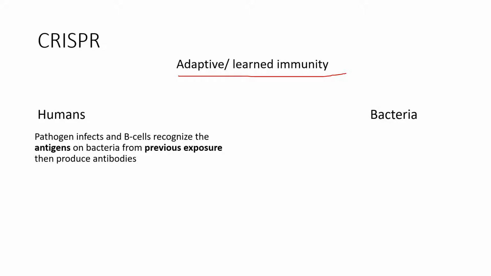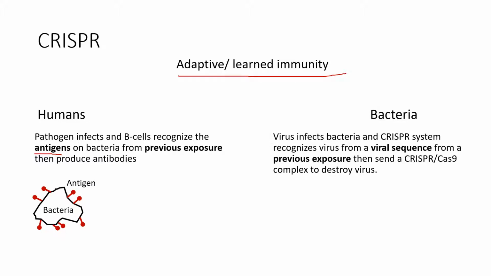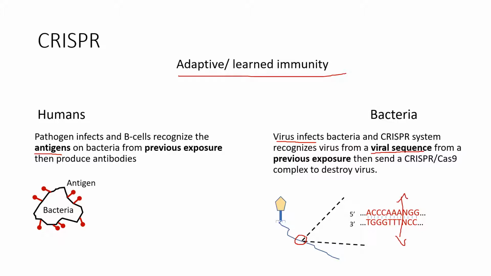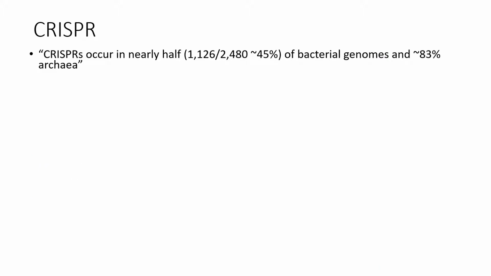One of them would be B cells. So a pathogen infects, a B cell recognizes a specific antigen, and it produces antibodies. For bacteria, a virus infects, and the CRISPR system is going to recognize a viral sequence from that virus from a previous exposure, and then it sends a complex to destroy the virus. So the virus DNA. Inside of that DNA right here is a specific sequence that is going to get cut. So this whole thing gets cut, virus is dealt with, and it goes away.